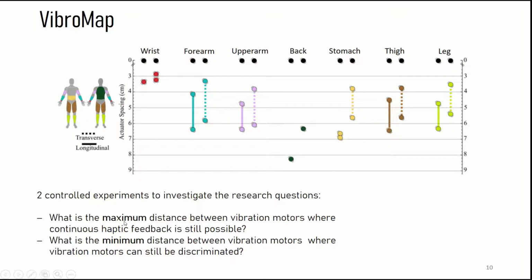Our 2 controlled experiments investigated the maximum distance between vibration motors where continuous haptic feedback is still possible. That's experiment 1. And the minimum distance between vibration motors where vibration motors can still be discriminated. That's experiment 2. I'll go into details on the experiments now.